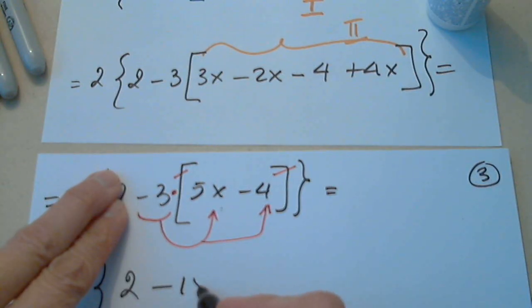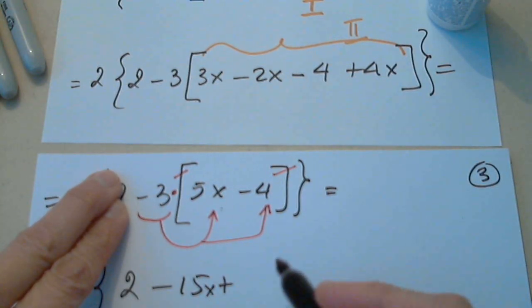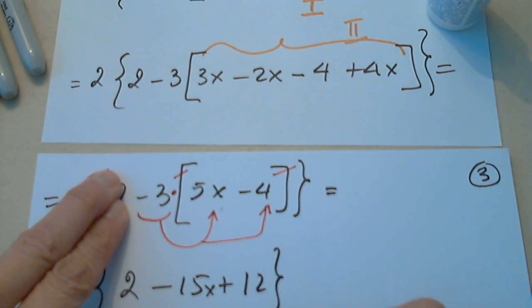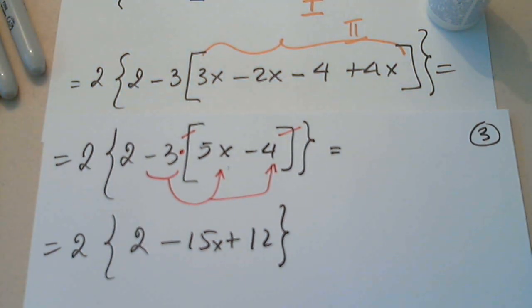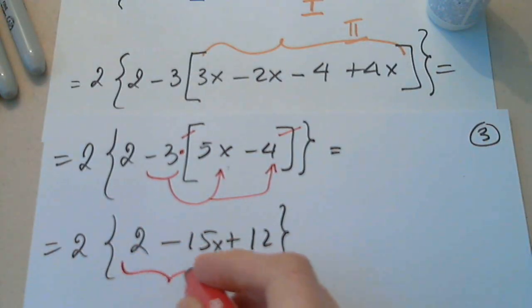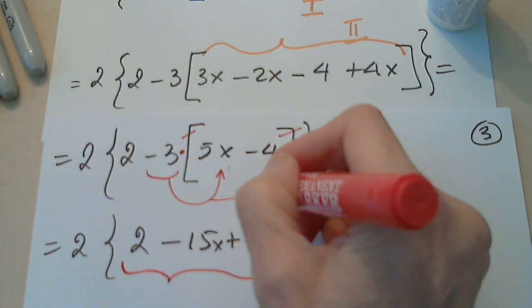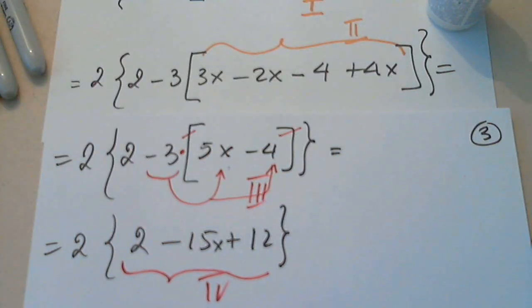15x plus 12. Plus 12. And we close. At this point, I have to eliminate everything, simplify to the bone inside braces. So this was step number 3, this will be step number 4. I can't touch anything else. I just have to combine like terms.